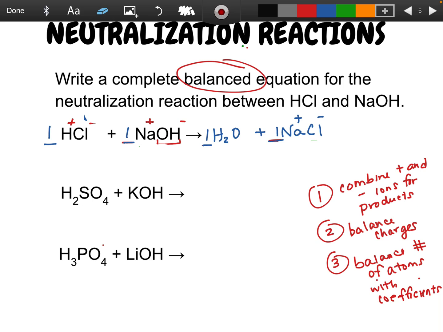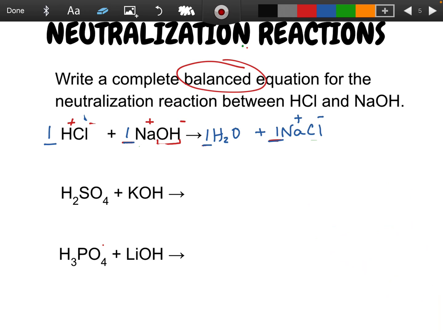All right, I'm going to erase my steps over here to the right, so make sure you pause it and write those down if you need to. I'm just going to get rid of them to save some space here.